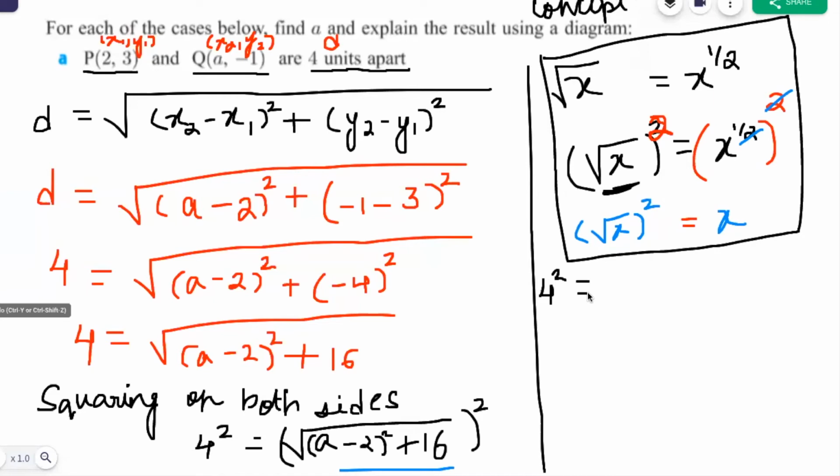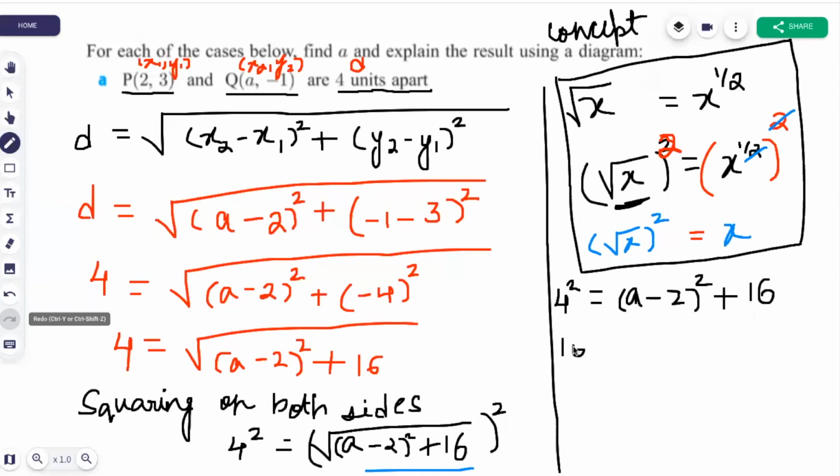So this will be 4 square is equal to, now I squared that root, so the root is gone. I will have a minus 2 whole square plus 16. So keeping all the numbers on the same side and variables on the other side. I shifted this 16 on the other side, so 4 square gives me 16 and this 16 comes here, so minus 16, a minus 2 whole square. I write this the other way around, 16 minus 16 gives me 0, so a minus 2 whole square is equal to 0.